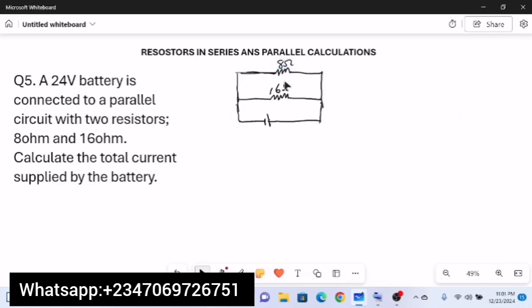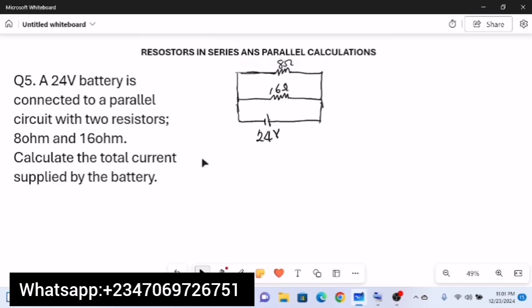Okay, so this is what the circuit looks like for 2 resistors connected in parallel. This is 8 ohms, this is 16 ohms, and this is our voltage source. And from the question, it was given that the voltage source is actually 24 volts. So the voltage source is 24 volts. Okay, so I've already explained why this is said to be in parallel.